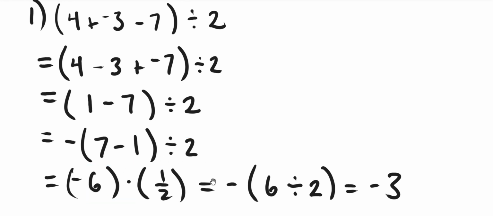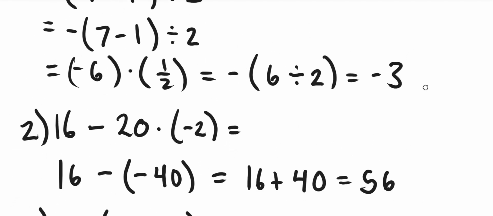What is negative 6 divided by 2? Well, or times a half, whichever one you really like. It's going to be negative because we have a negative and a positive here. And 6 divided by 2 is 3, so this is negative 3.